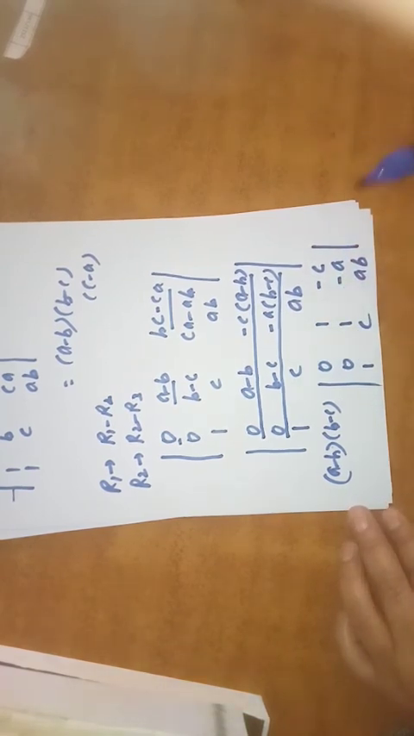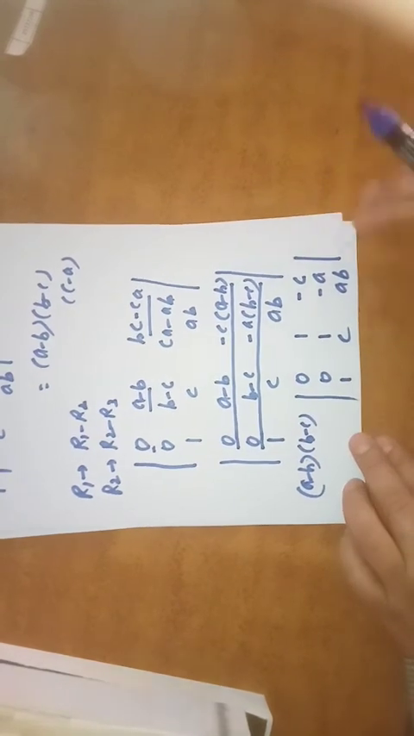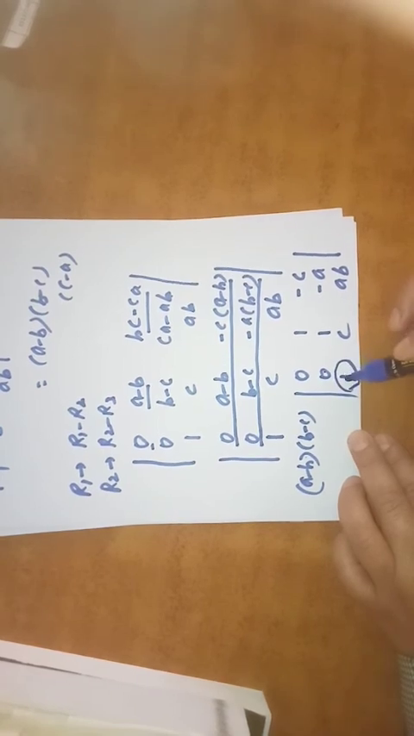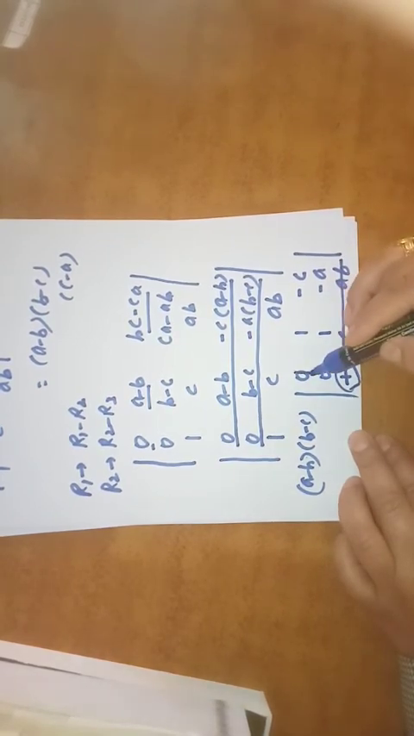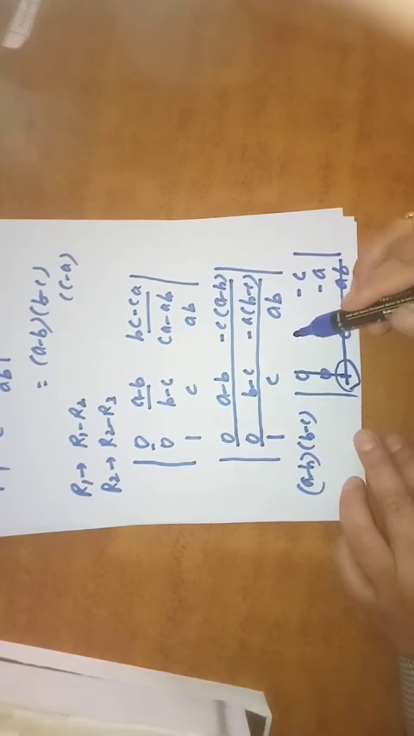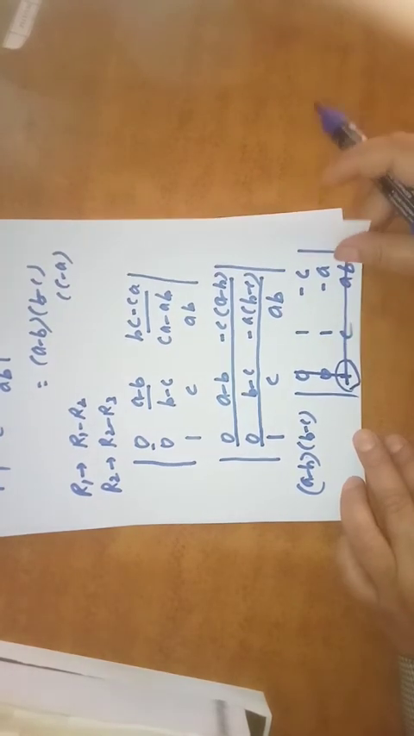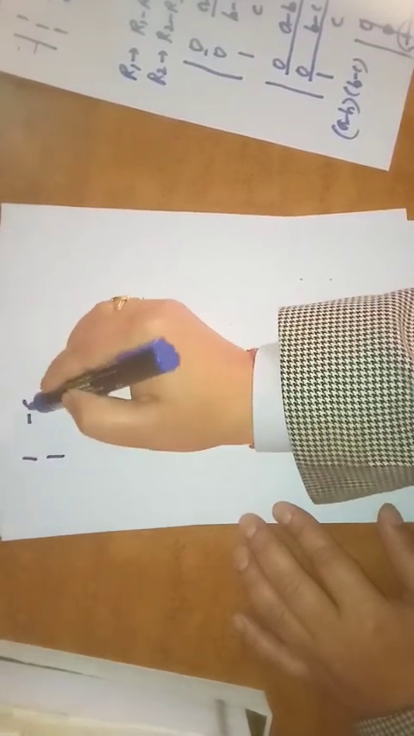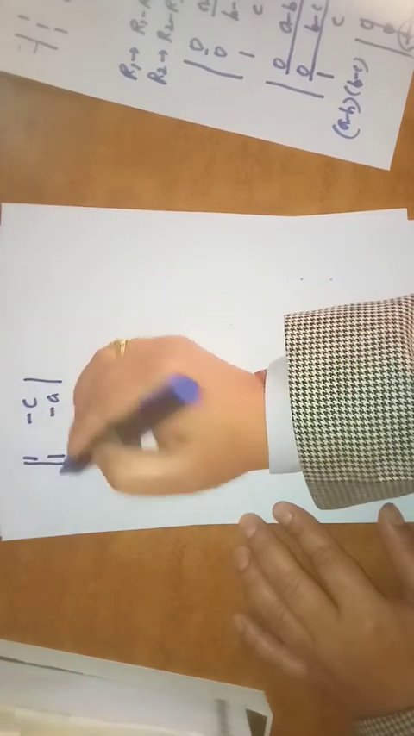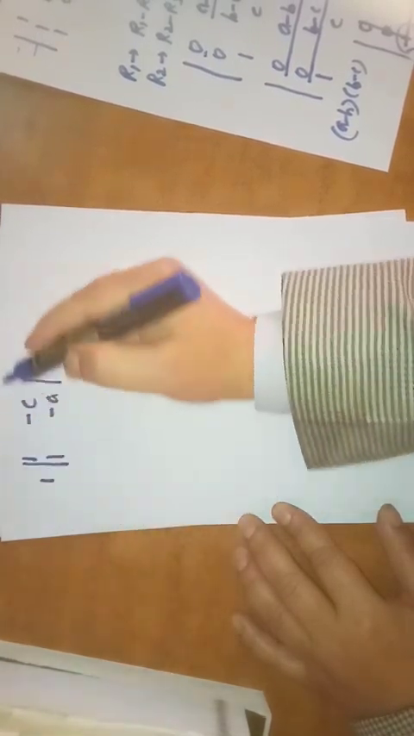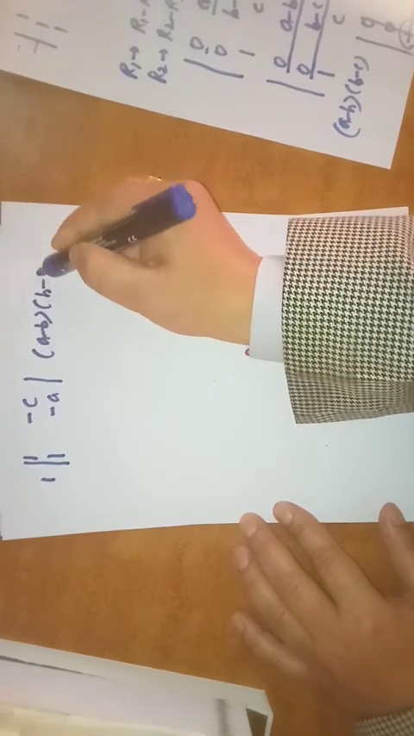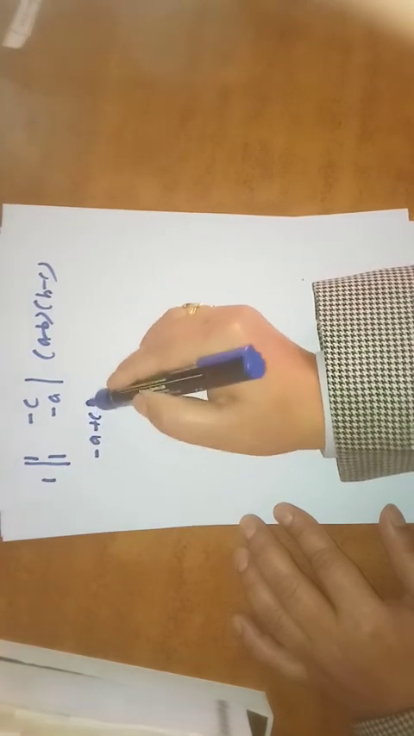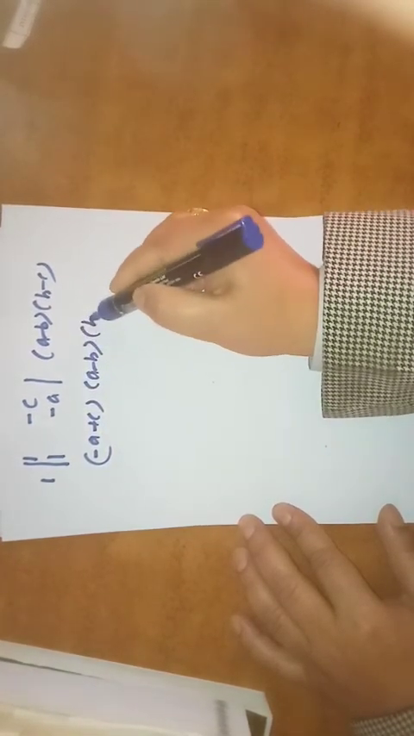But there is no need to get another 0, because if we expand along the first column, we already have two zeros. We can write the minor of 1, where this row and column are eliminated. Now it's a 2 cross 2 determinant, which comes 1, minus c; 1, minus a, and this is the determinant of 1. In multiplication, a minus b, b minus c are already there. If we solve the 2 cross 2 determinant, it becomes minus a plus c, times a minus b, b minus c. That's the final answer.